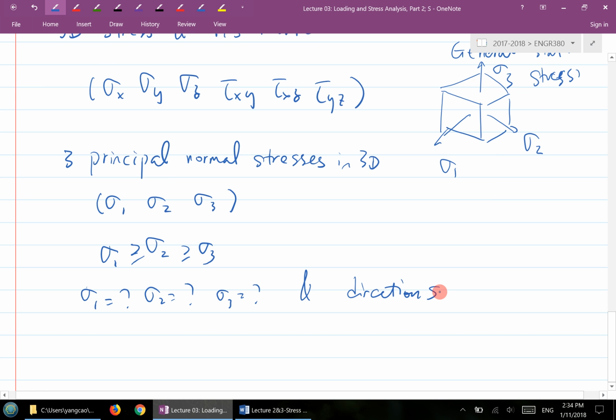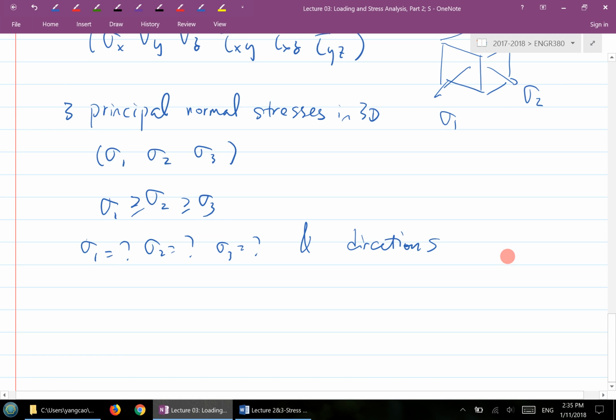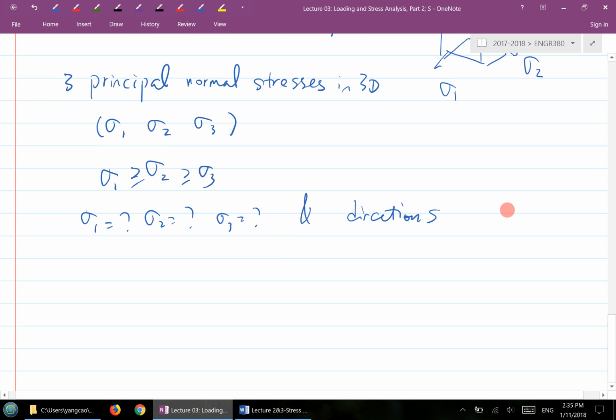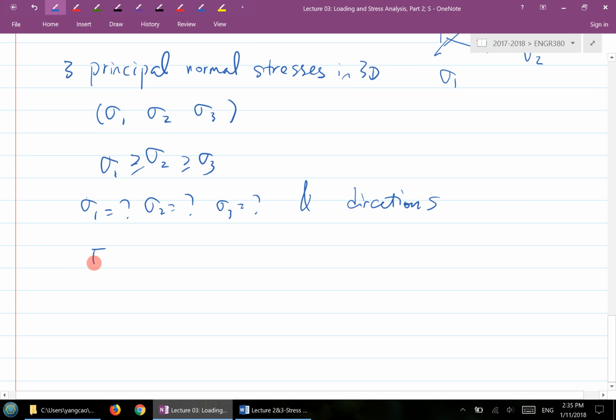So how do we find this out? There is actually a very useful way to find it. What you do is form a 3x3 matrix, and this matrix is formed like that: sigma x, tau xy, tau xz. It's a symmetric matrix.